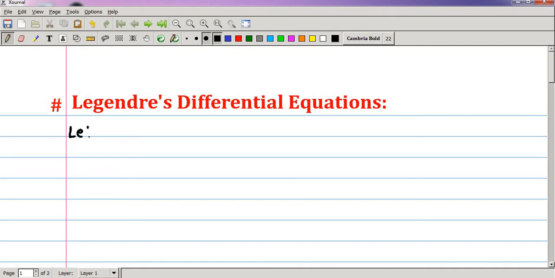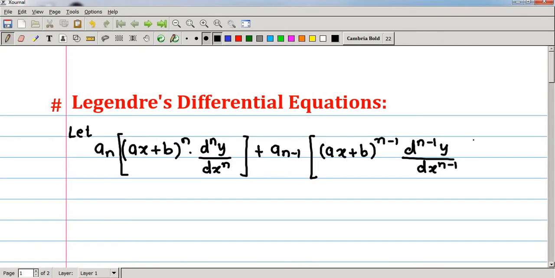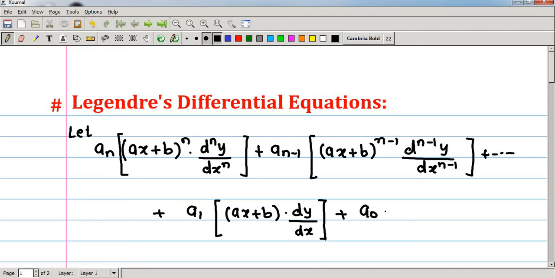An equation of the form a_n (ax plus b) raised to n, the coefficient of the nth order derivative of y with respect to x, where a_n is constant, plus a_(n minus 1) into (ax plus b) raised to n minus 1, the coefficient of the n minus 1th derivative of y with respect to x, and so on up to a_1 into (ax plus b) into dy by dx, plus a_0 into (ax plus b) raised to 0 into the 0th order derivative of y, that is y by itself, is equal to f of x.